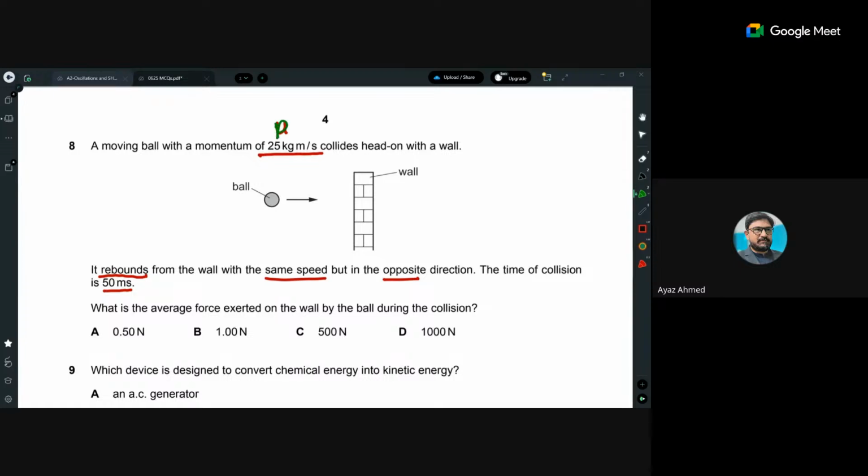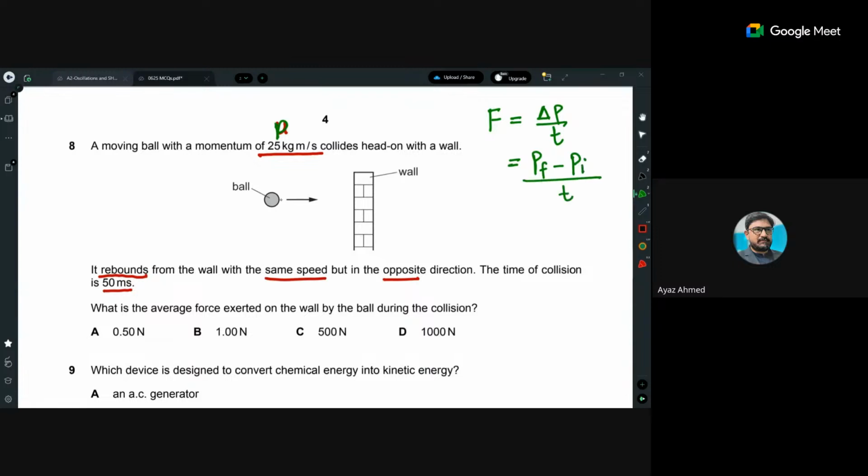Sorry, it is momentum. ठीक है? अच्छा. Okay, so what is the average force exerted by the wall on the ball during this collision? तो आपको ये पता है कि for this one, force is equal to change in momentum divided by time. Is it? Yes sir. Okay, so change in momentum is what? Final momentum minus initial momentum, divided by time.